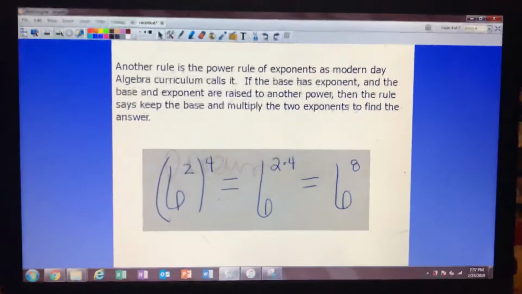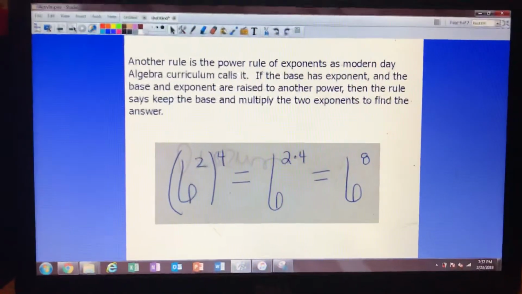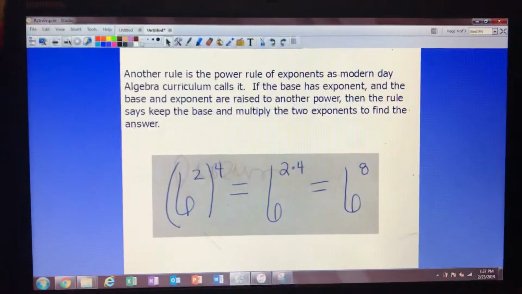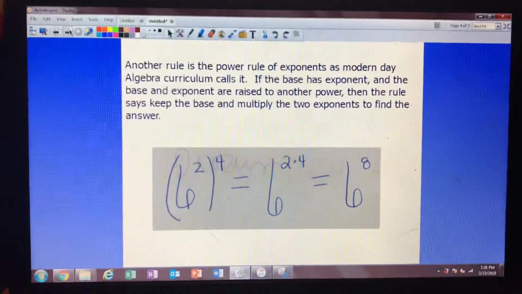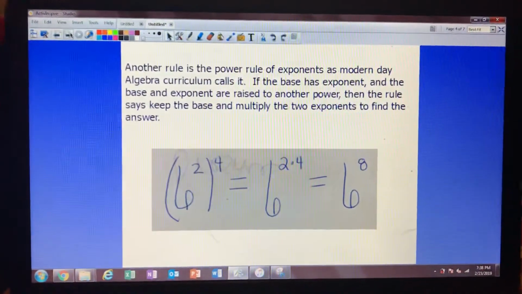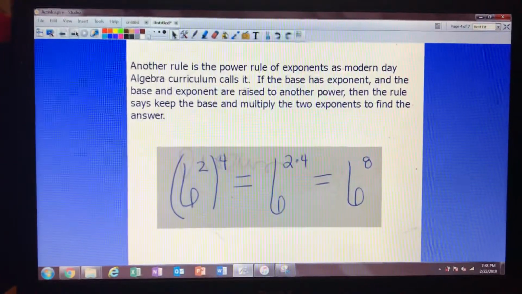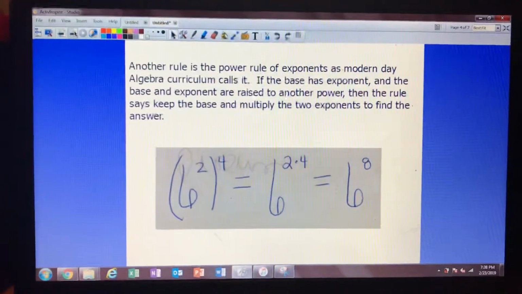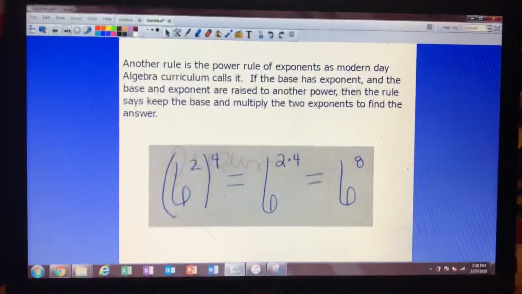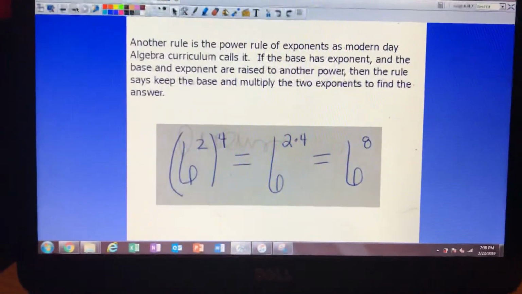Another rule is the power rule of exponents, as modern-day Algebra 1 curriculum calls it. If the base has exponents and the base and the exponent are raised to another power, then the rule says keep the base and multiply the two exponents to find the answer. So parenthesis 2 squared parenthesis to the 4th power would equal 2 to the 2 times 4, which would give you 2 to the 8th power.